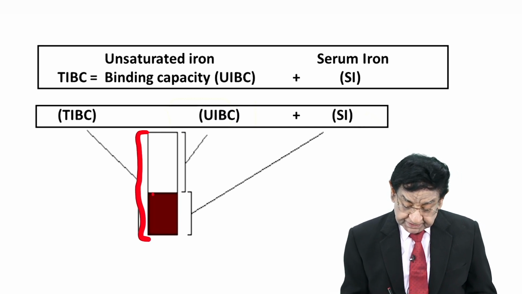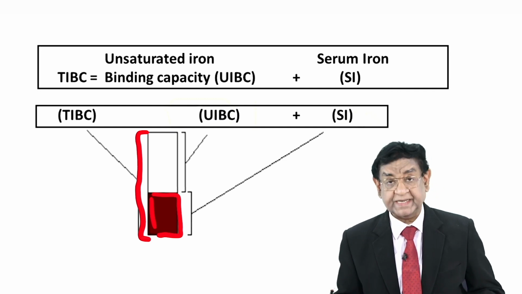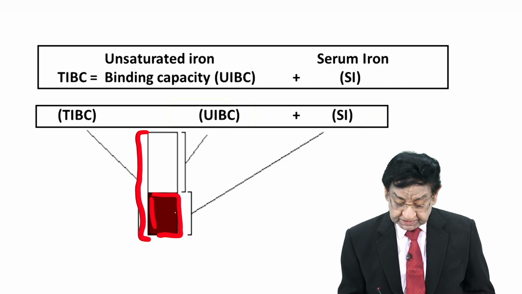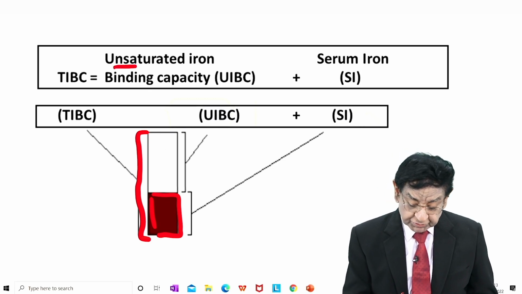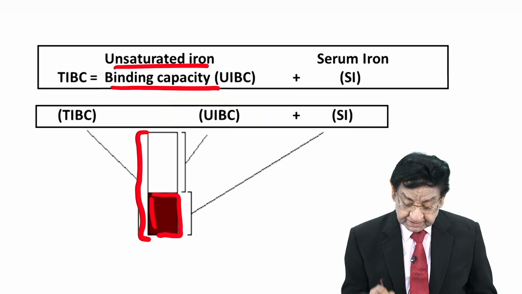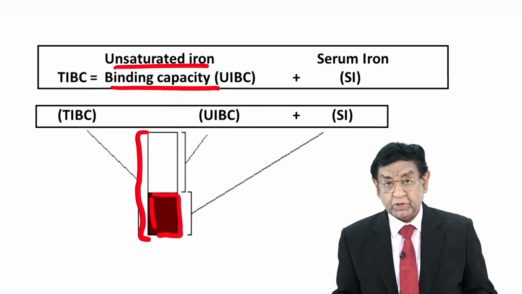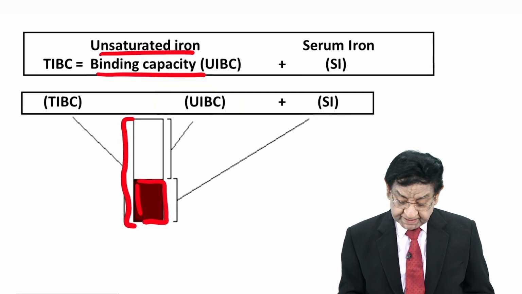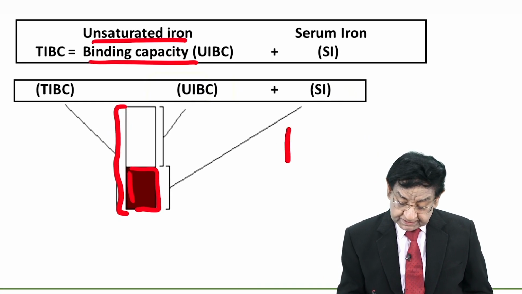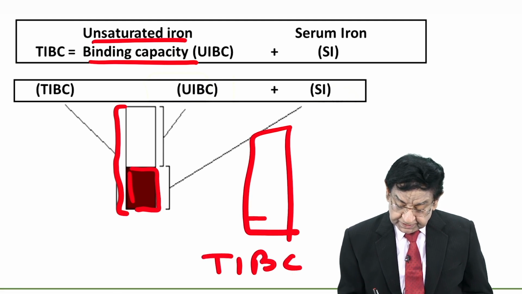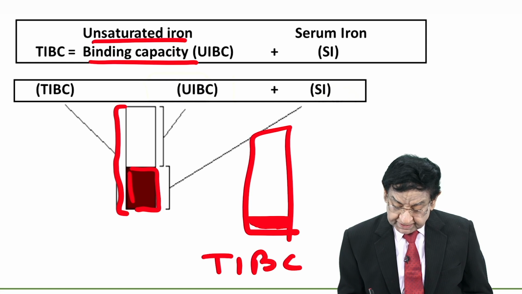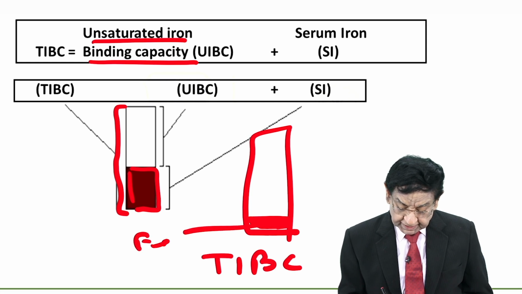And maybe in this part, the serum iron is attached. So this is a saturated part, and this is the part of unsaturated iron binding capacity, where more and more iron can bind. Let me give you an example. This is the total iron binding capacity. And now this much is bound to iron.